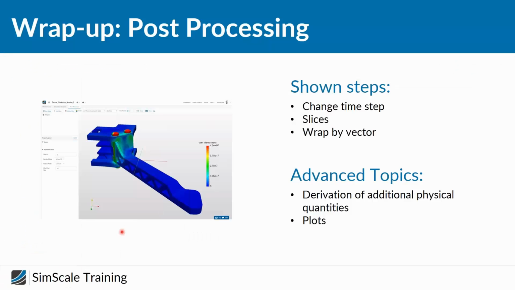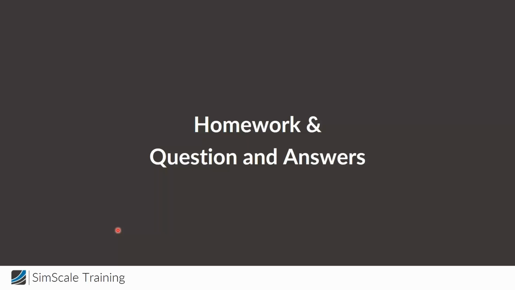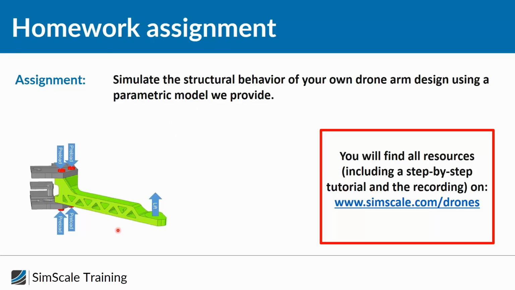Well, okay, that's it. And now I would like to introduce your homework assignment to you, and then we have time for your Q&A. So your homework assignment is to do basically exactly the same simulation and simulate the structural behavior of your drone arm design using a parametric model which we provide. What does it mean? We will again give you an easy to edit parametric Onshape model where you can change the size of these cutouts. And you should set up exactly the same simulation we showed you and investigate for at least one design at one given preload what the structural response of the system is, and perform a simulation on your own.